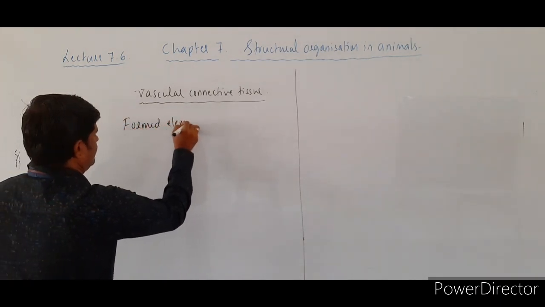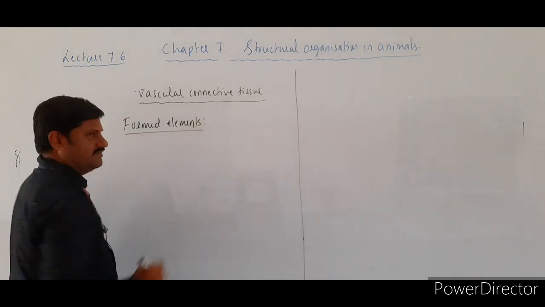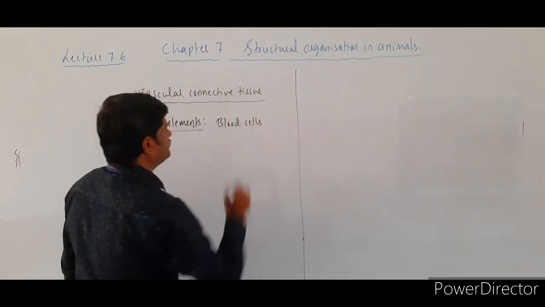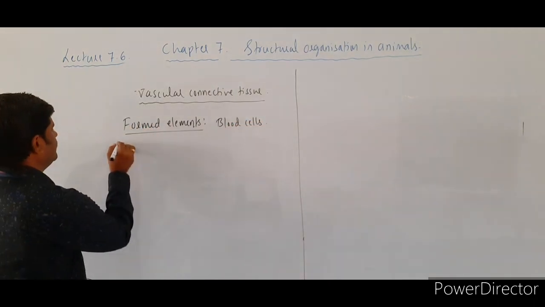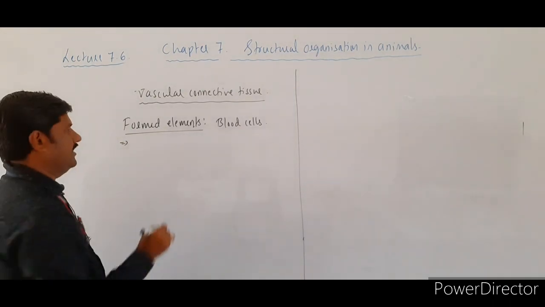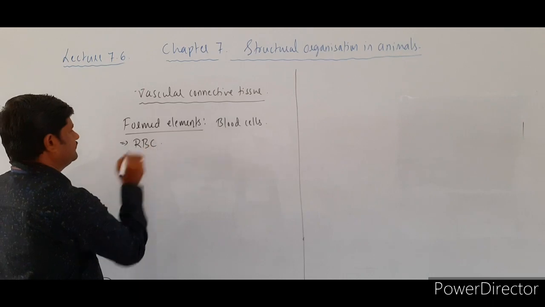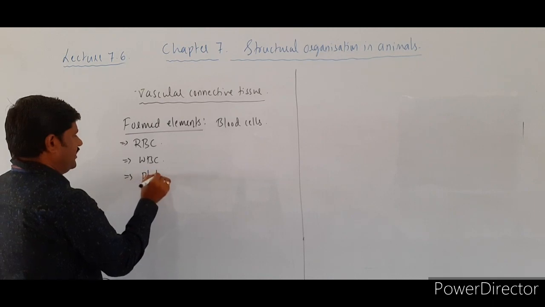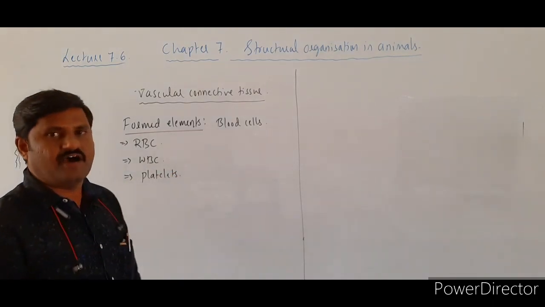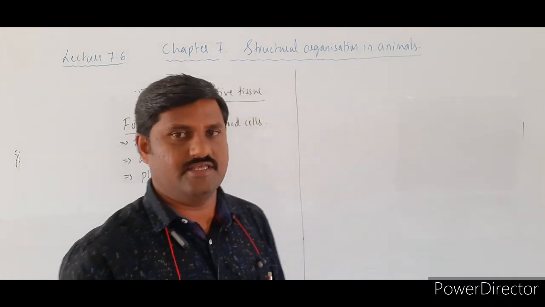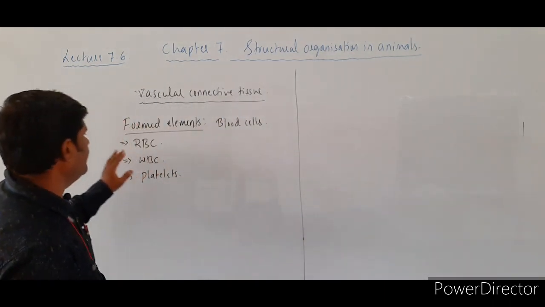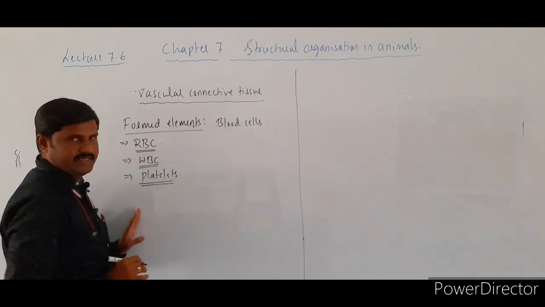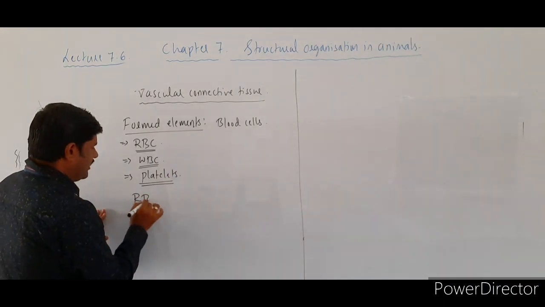Formed elements. What are the formed elements? These are nothing but blood cells. What are the formed elements? First one is RBC, second one is WBCs, as well as platelets. These are the formed elements present in the blood itself. First of all, we shall start with RBCs, later WBCs, later platelets.